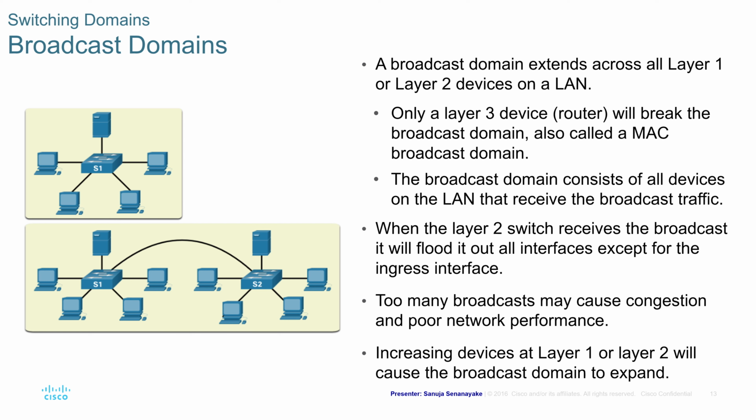Increasing devices at layer 1 or layer 2 will cause the broadcast domain to expand. So if you keep increasing the number of devices at the layer 1 or layer 2 level, for example, if you keep adding more and more switches and more devices, that's going to increase the broadcast domain, and it's going to expand the broadcast domain as there are no routers in between.